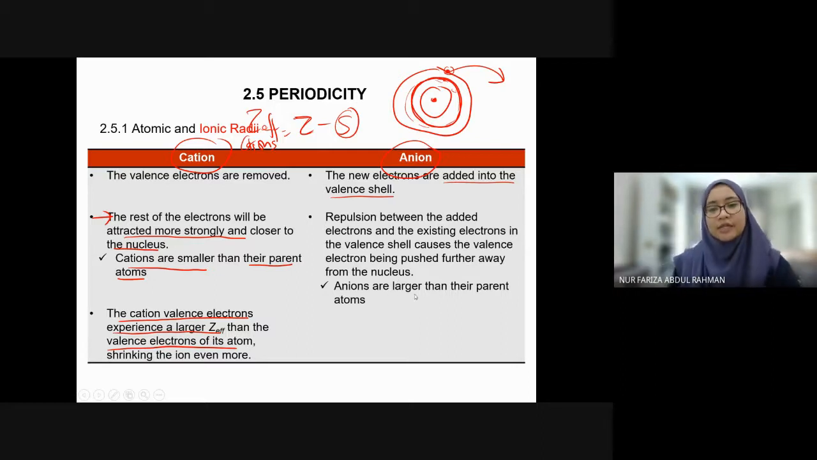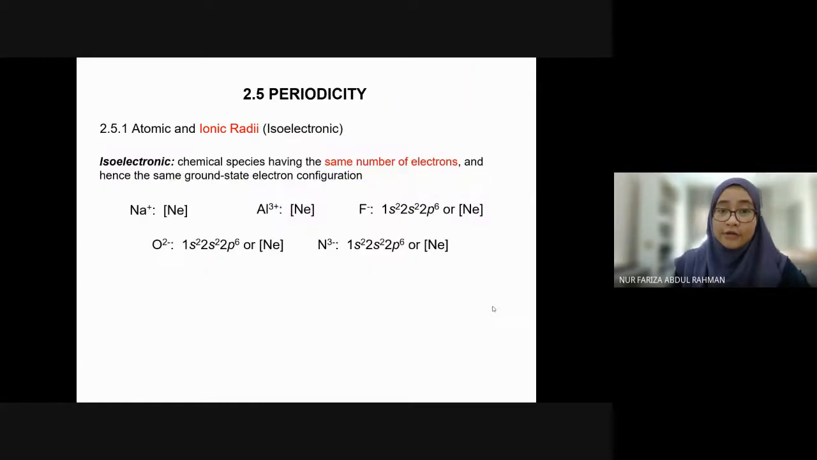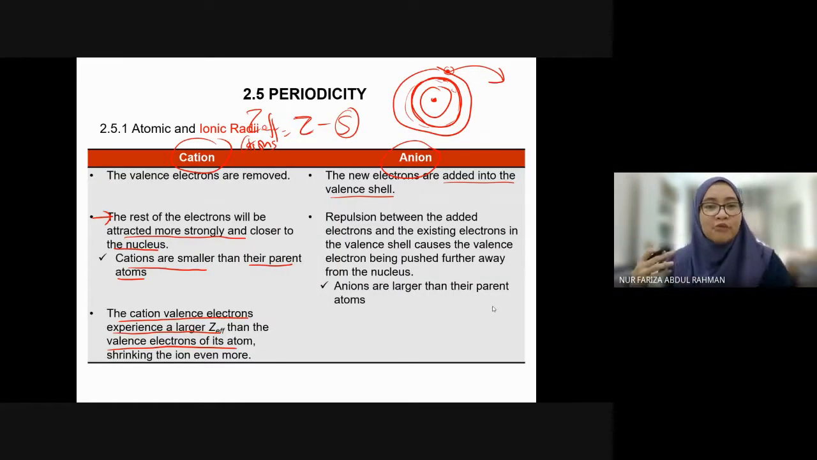Okay, and ions are larger than their parent atom. So that is the summary in terms of size of cation and anion. So we can conclude that the more electrons have been removed, the smaller the size becomes. And the same goes for anion: the more electrons you add into the atom, the larger the size becomes, due to the shielding effect just now.